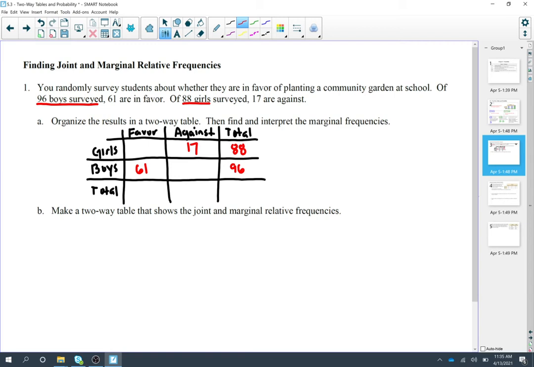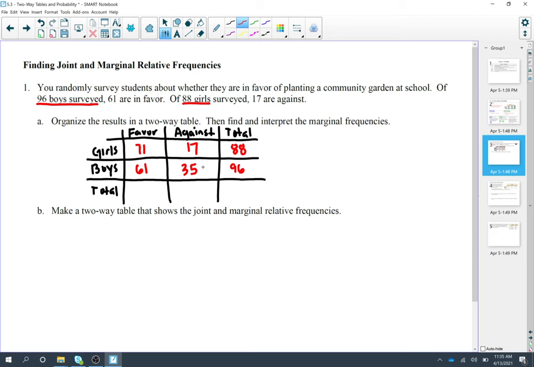That's pretty much all they gave me. Now we have to figure out the rest. So in order to find out my girls who are in favor, I'm going to take my total girls, which is 88, and subtract 17, which tells me 71 are in favor. Of my boys, 96, I'm going to subtract 61, which is going to tell me 35 are in favor.